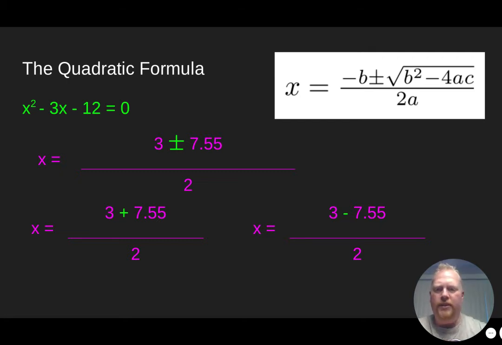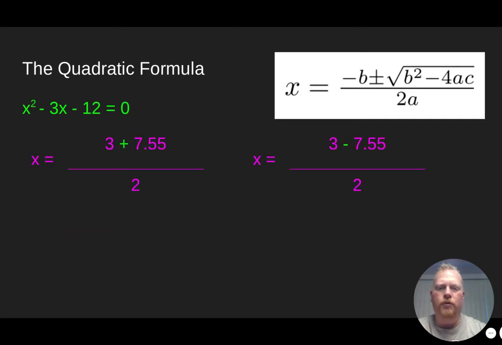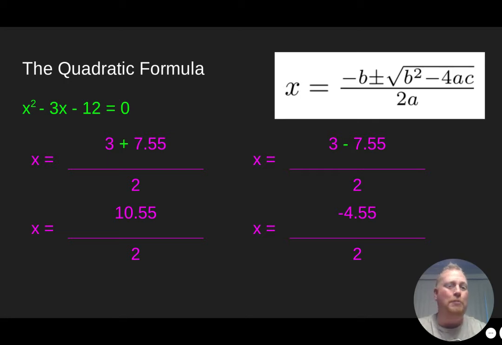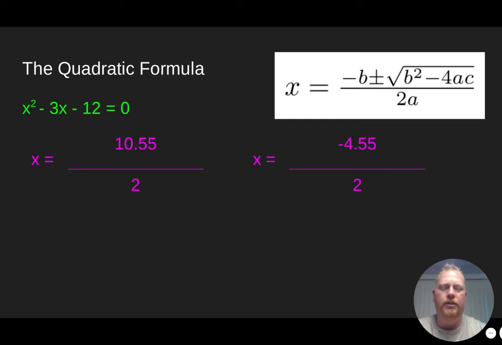So let's go ahead and work this on out. So move that up. 3 plus 7.55 makes 10.55. 3 minus 7.55 makes negative 4.55. And those are both over 2. So let's move those up and divide those by 2. And I get 5.275 and negative 2.275. So those are my 2 answers.